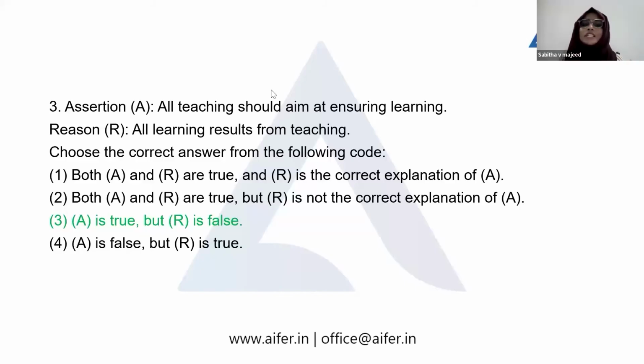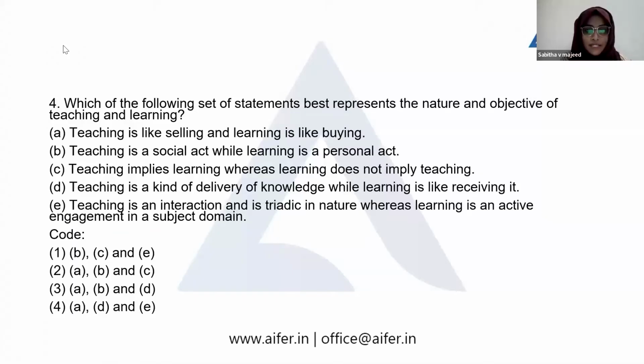We know that all teaching should aim at ensuring some kind of learning. Every teaching must focus on ensuring some kind of learning, but we can't say that all learning results from teaching. All learning results from many things. There are many sources for learning. We learn through observation, previous knowledge, self-learning, reading books, imitation, every aspect. We can't say all learning results from teaching. Clear? So let's move to the next question.